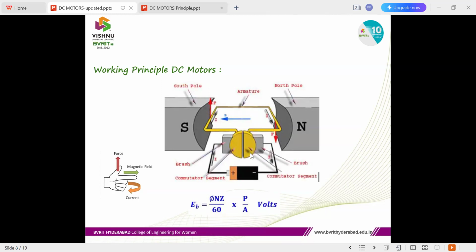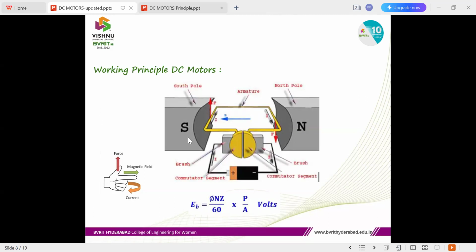The direction of force is determined by Fleming's left-hand rule, where the thumb indicates the direction of force, the forefinger indicates the direction of flux, and the middle finger indicates the direction of current. So due to this current carrying conductor, the field gets excited, and each conductor experiences a force which tends to rotate the armature.